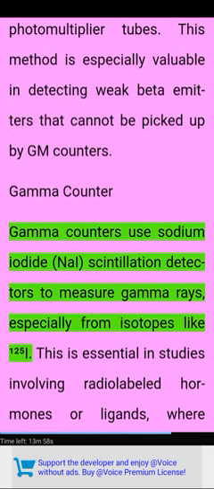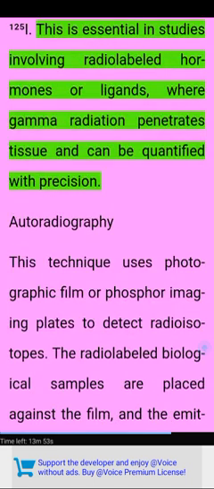Gamma counter. Gamma counters use sodium iodide NaI scintillation detectors to measure gamma rays, especially from isotopes like ¹²⁵I. This is essential in studies involving radiolabeled hormones or ligands, where gamma radiation penetrates tissue and can be quantified with precision.